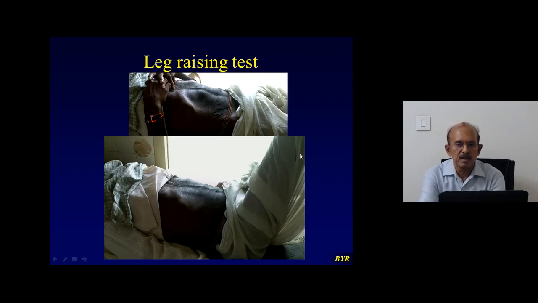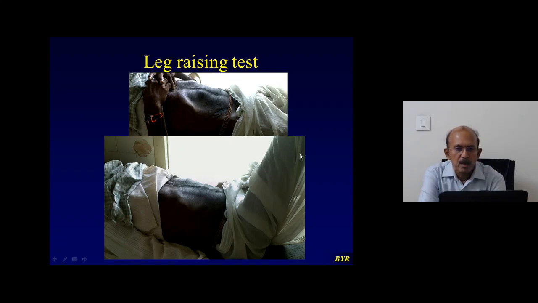So what is your inference? Is it intra-abdominal swelling or a parietal swelling? Parietal or intra-abdominal? Yes, it is intra-abdominal. When the swelling becomes less prominent on leg raising, it means that the swelling is intra-abdominal.